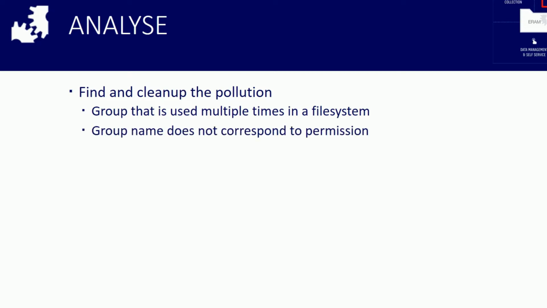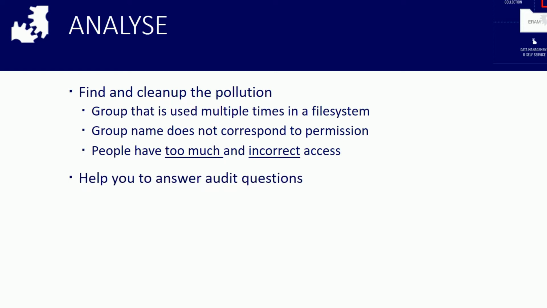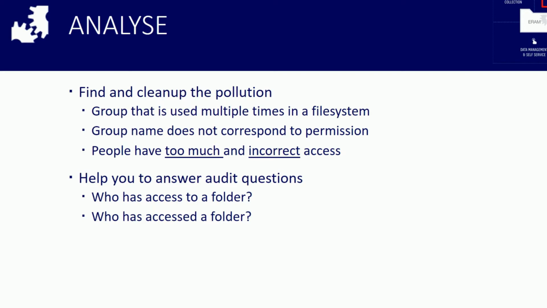Another example, the AD group name does not correspond to the permission. So the group name has a read-only tag, but in the system they actually have full access. This results in users having too much access, as well as incorrect security settings on the file system. Within the Analyze module, you can also get answers to specific audit questions, like who has access to this folder, who has used their access to a folder, or what does a specific user, let's say John Smith, have access to across the whole file system.